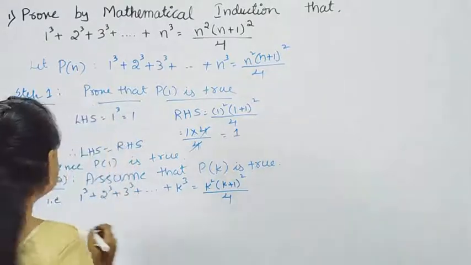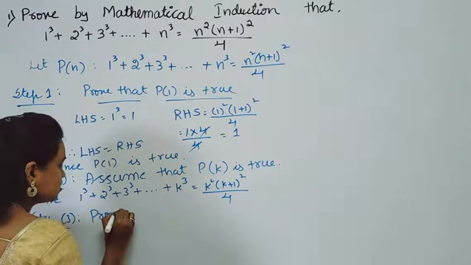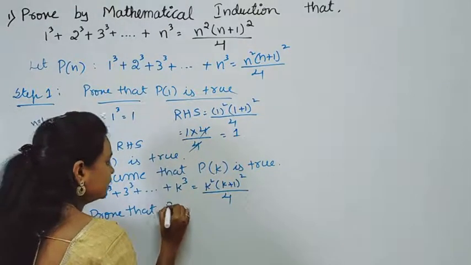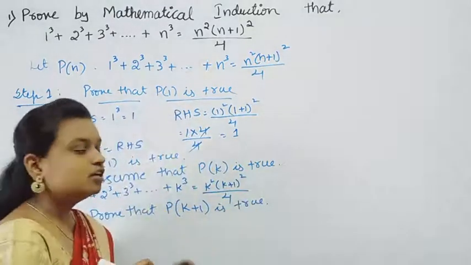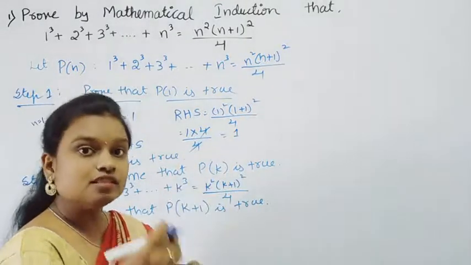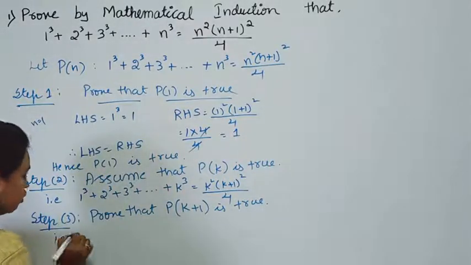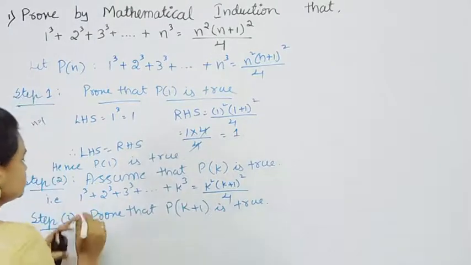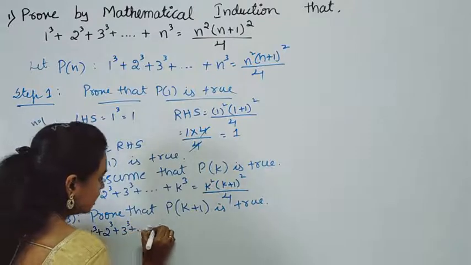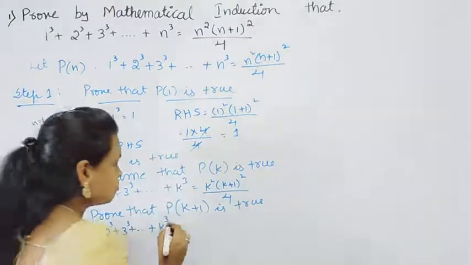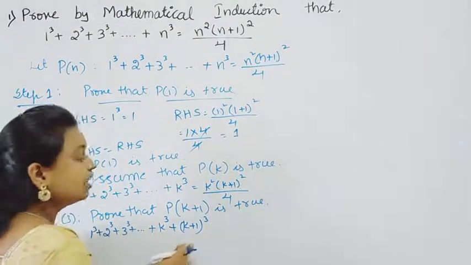Then what is step 3? Step 3 is: prove that P of k plus 1 is true. This is our third step. We assume that P of k is true. Now we have to show that P of k plus 1 must be true. So P of k plus 1 means the statement becomes: 1 cube plus 2 cube plus 3 cube plus etc. plus k cube plus (k plus 1) the whole cube. This is our (k plus 1)th term.